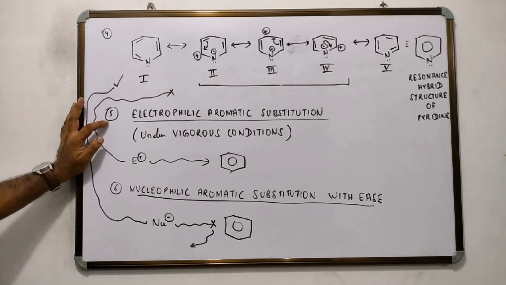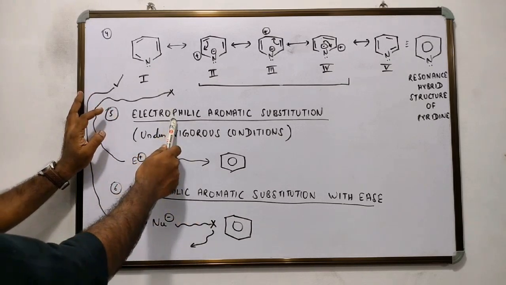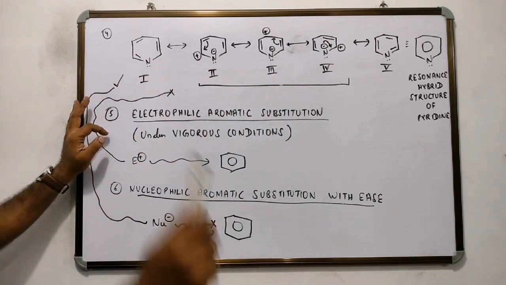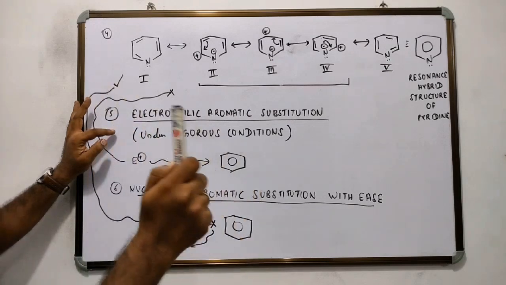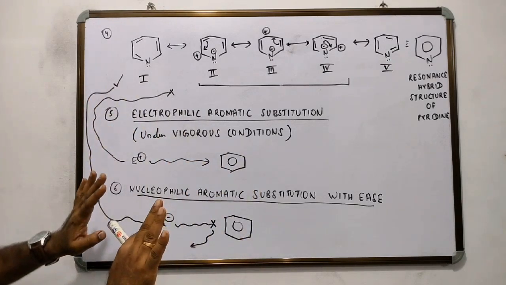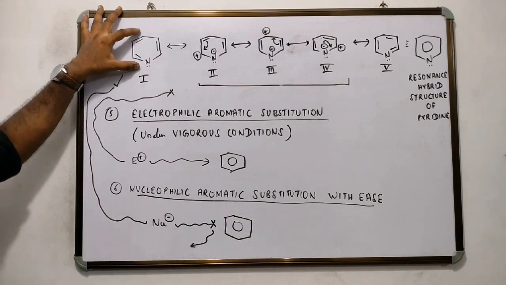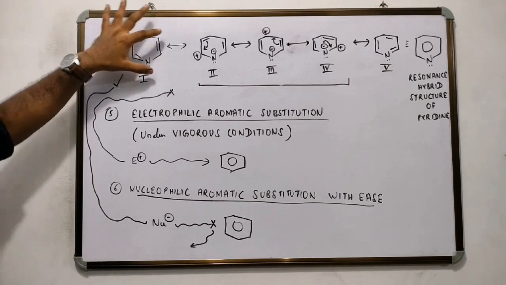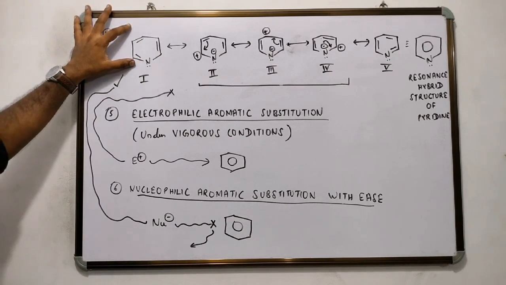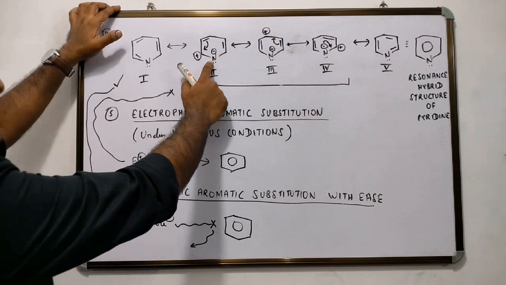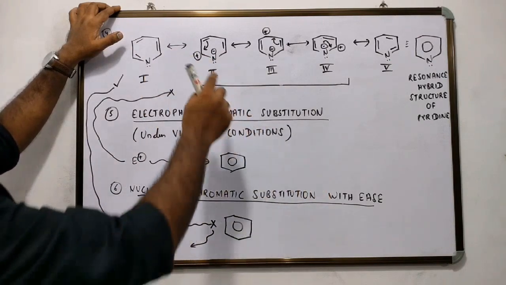Point number 5. Pyridine undergoes electrophilic aromatic substitution, but under vigorous conditions. There is no doubt in anyone's mind that pyridine is a benzenoid compound. Being a benzenoid compound, it is rich in electrons. But there is a problem. We have a nitrogen here which is electronegative.